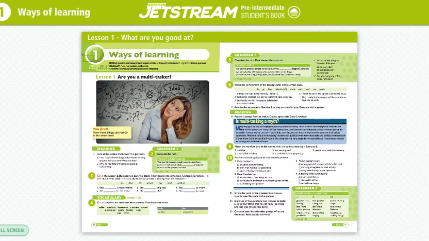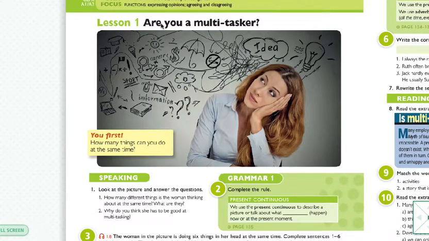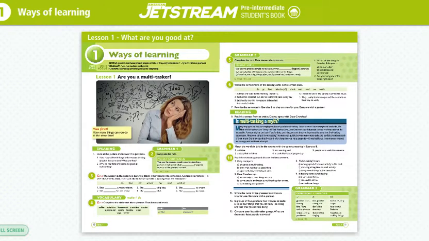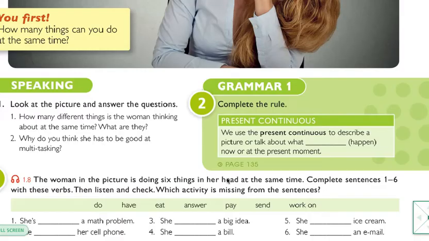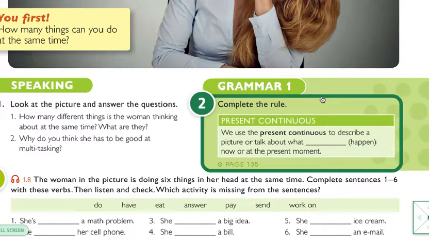Now let's start with the lesson. Here this is like the introduction. You can look at the title over here. This is what the lesson is going to be about. So here in this lesson number 1 we can see that we have 3 grammars, grammar 1, 2, and 3. So let's see what grammar number 1 is about. It is about the present continuous. Okay, do you remember the present continuous? Here we have the explanation.